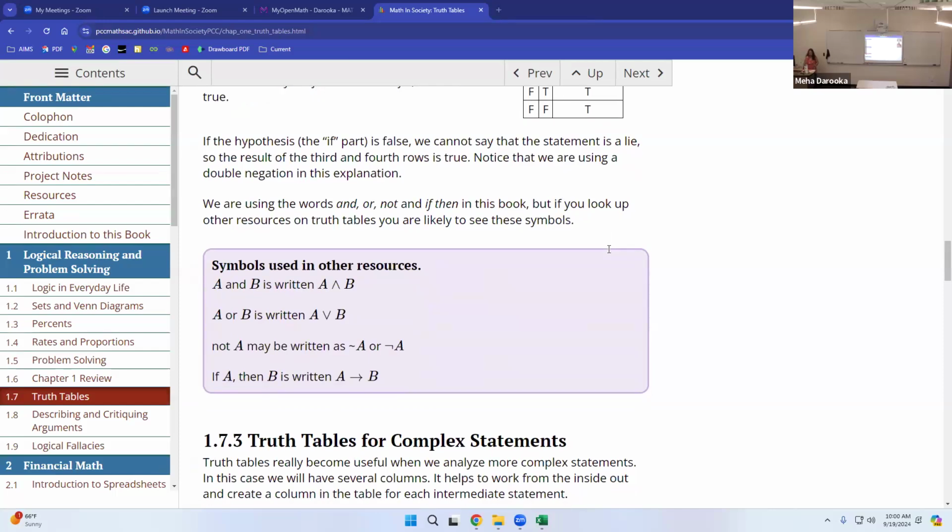And then they didn't give us the biconditional. The biconditional is the if and only if statement, right? So this is only true when both statements are true or both statements are false. It's going to be true then. And in the other cases, where one is true and the other is false, it's going to be false.